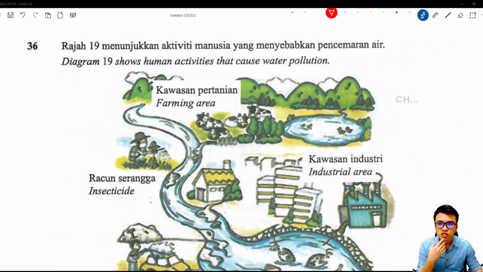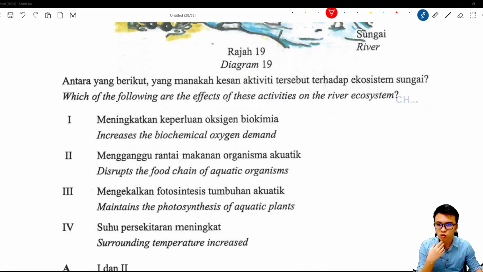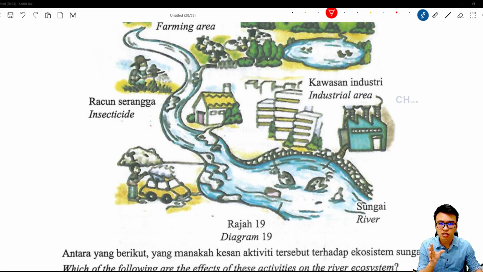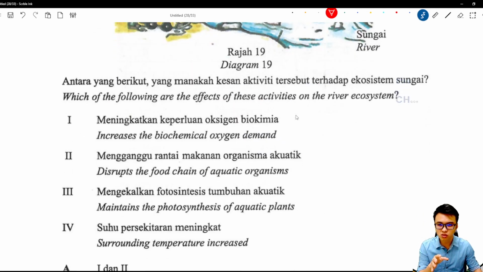Diagram 19 shows a human activity that causes water pollution. We have the farm area, insecticide, industrial area, and so on. So this one will cause the nutrients to flow into the river. So it will lead to an increase in the biochemical oxygen demand, so BOD.